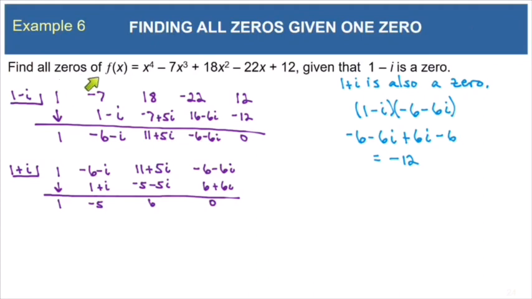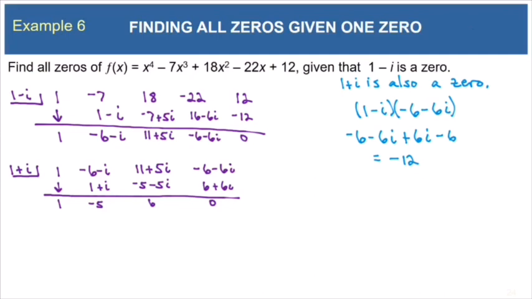We're supposed to be finding all the zeros of this fourth degree function, and so far we have divided by the binomial that has 1 minus i as its zero, and this is what was left. So since this was a coefficient of x to the fourth, this would now be the coefficient of x to the third. Then we divided by the binomial that has 1 plus i as its zero, and since this was the coefficient of x to the third, this would be the coefficient of x to the second.